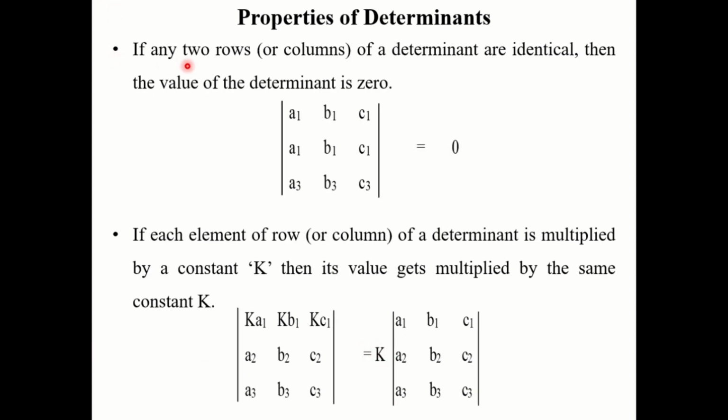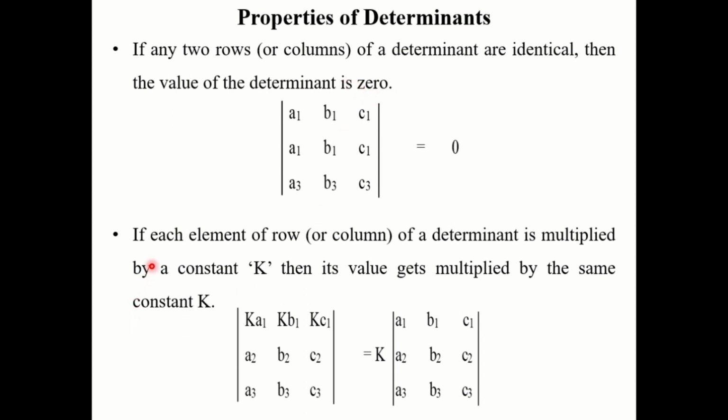Third property: if any two rows or columns of a determinant are identical, the value of the determinant is 0. You can see here A1, B1, C1. The second row is also A1, B1, C1. Then A3, B3, C3. Then we can say that the resulting value of that determinant is 0. If any two rows or columns of a determinant are identical, then the value of the determinant is 0.